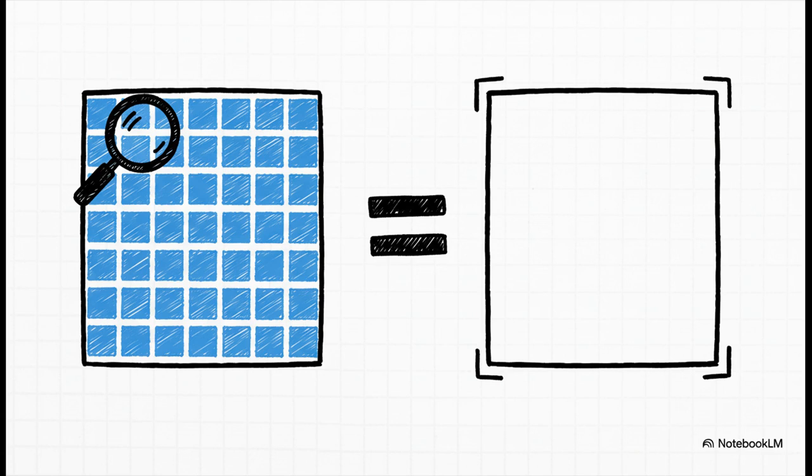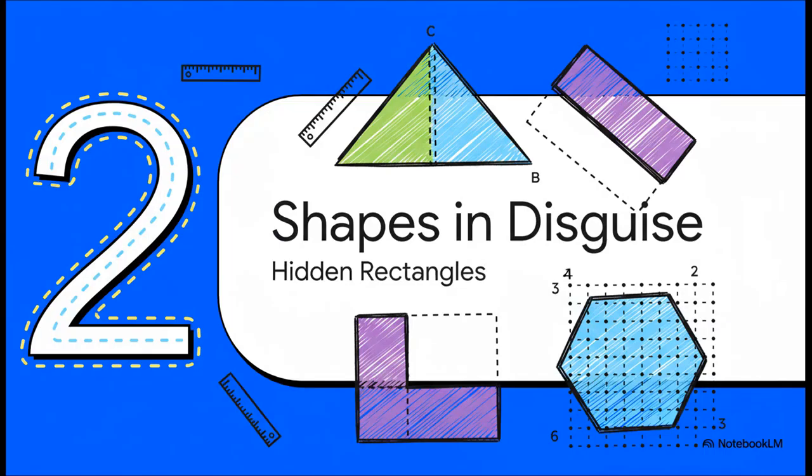And that's the key, the famous formula we all had to memorize. Area equals length times width. It's not just some random rule. It's actually just a super fast shortcut for counting all those little square tiles inside a rectangle without having to count them one by one. Okay, so rectangles are pretty straightforward. But what about all the other shapes out there?